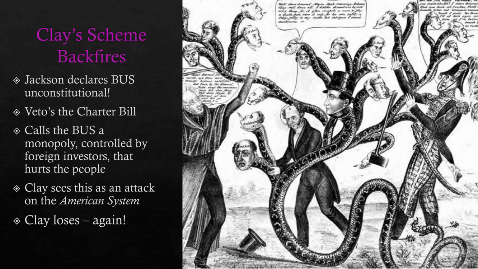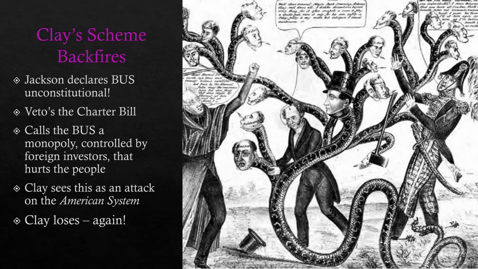Jackson declares this bank unconstitutional. He's got too many supporters. He will veto the charter. This becomes a famous veto in our American history. In his veto message, because when a president vetoes, and we're going to talk about this, he's got to write an essay. Jackson ain't no essay writer. He's going to get a guy named Roger Taney to help him write it. We're going to talk about Roger Taney in a few moments. And basically he says that the bank is a monopoly. It's a bunch of foreign investors that take our money, and that it hurts the American people.